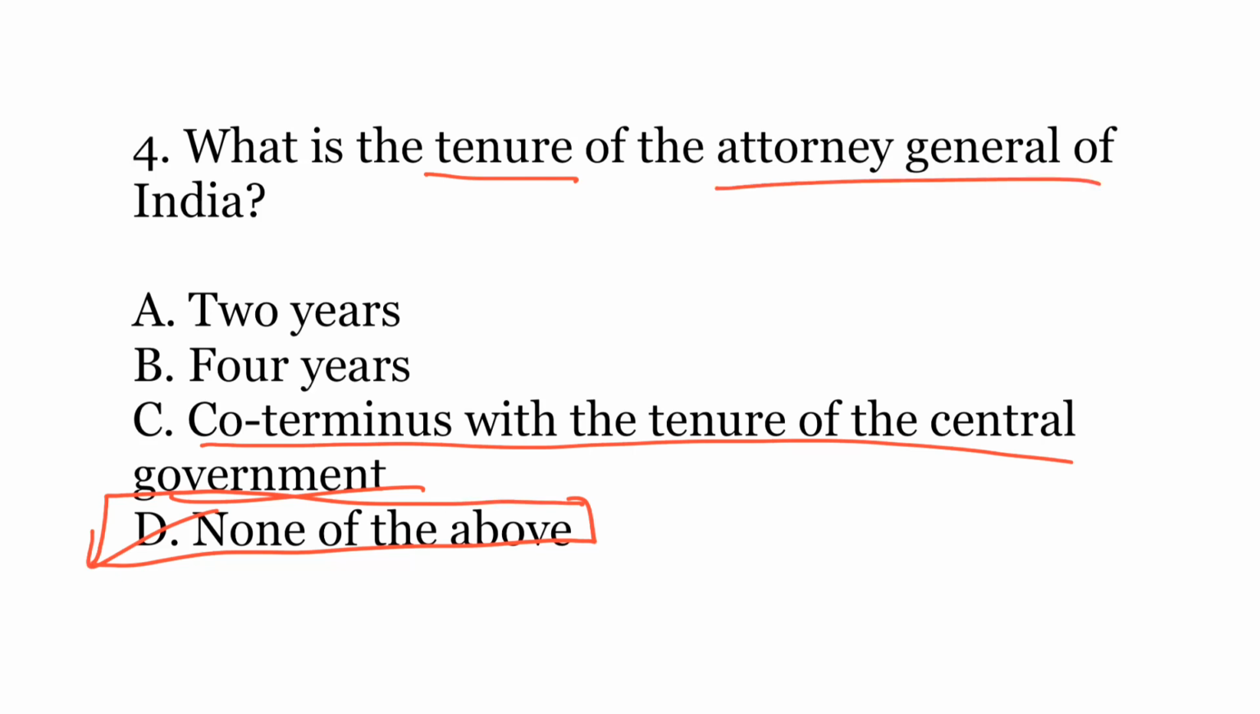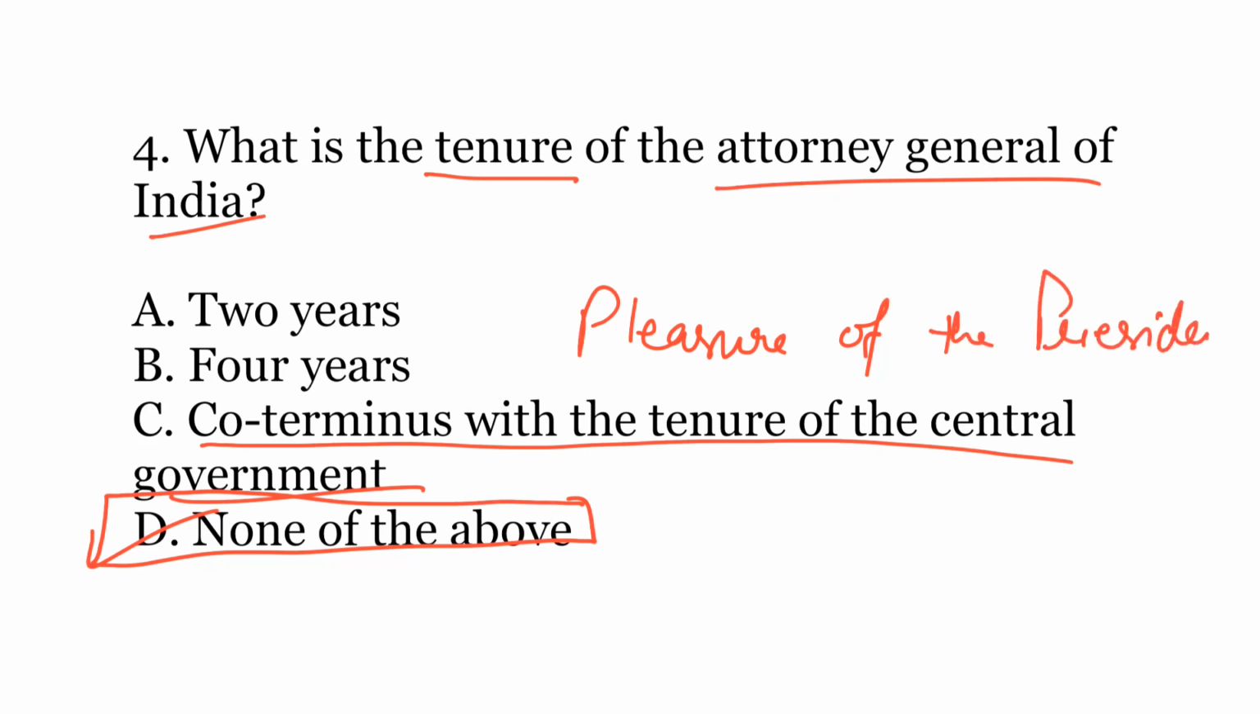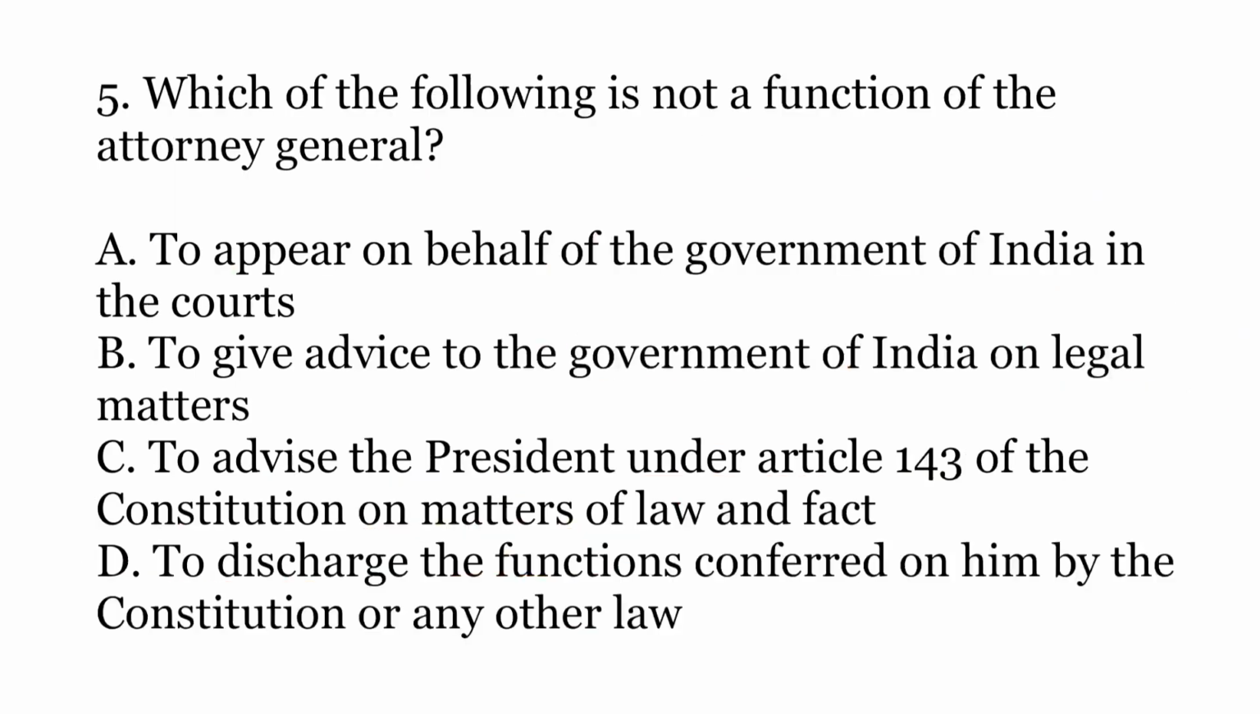In general, the Attorney General of India serves according to the pleasure of the President. And pleasure of the President means the wishes of the Prime Minister and his Union Council of Ministers. Therefore, as long as the government desires, the Attorney General of India remains on that post.